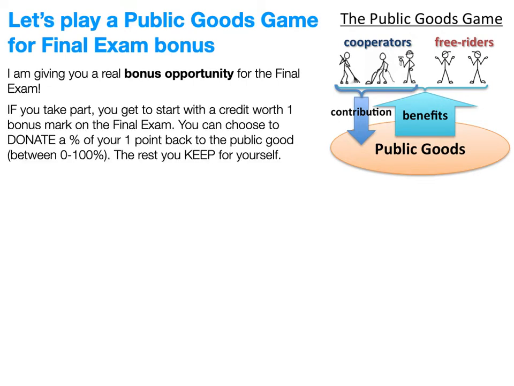All right, so here's how it's going to work. Anybody who participates, I am giving you a credit worth 1 bonus mark on the final exam, and you can choose to donate a percentage of your 1 point back to the public good of the class. When you do this activity, you'll do a survey online, and you'll get to choose the amount you want to donate back to the public pool in increments of 10% between 0 and 100%. And whatever you don't donate, you keep for yourself. So let's say you donate half of it, well, you're going to keep the other half point as a bonus for yourself on the final exam.